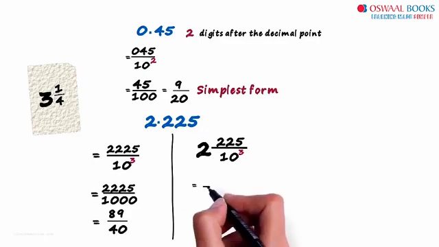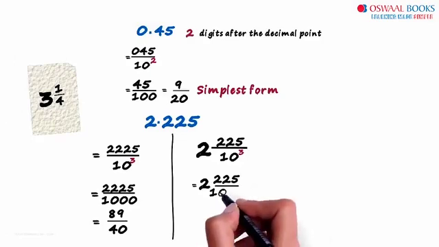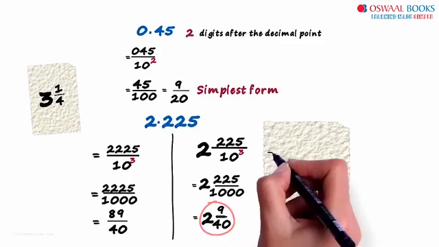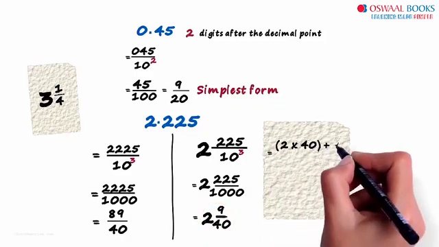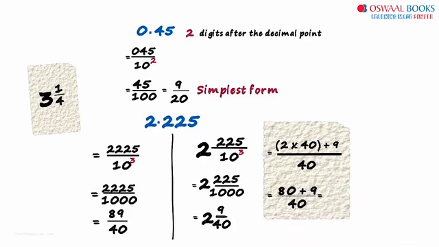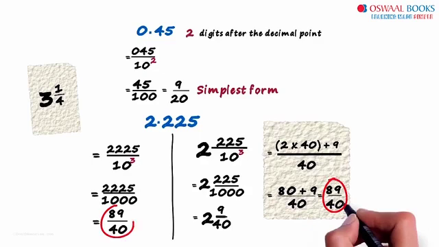This can be written as 2 and 225 by 1000. This is the whole part and this is the fractional part. This, when reduced, gives us 9 by 40. So 2.225 can be written as 2 and 9 by 40. That becomes a mixed fraction form. Just to check your answer, it's always recommended that you convert this into a normal fraction and verify. This would equal 2 multiplied by 40 plus 9 by 40. That would equal 80 plus 9 by 40, which equals 89 by 40. Same as the answer we got earlier.